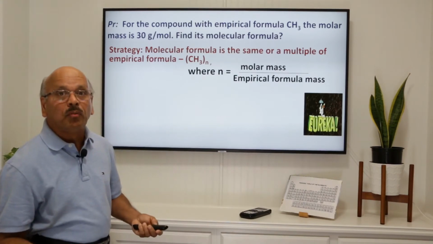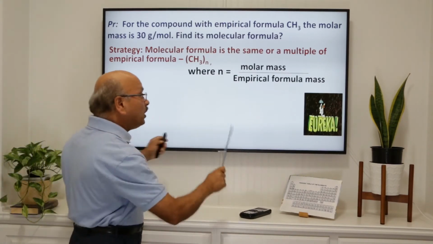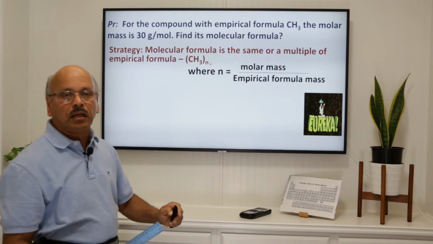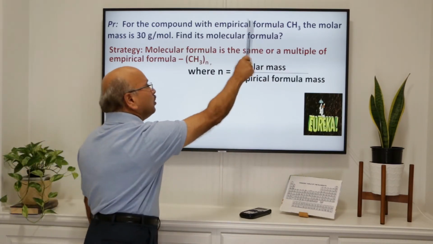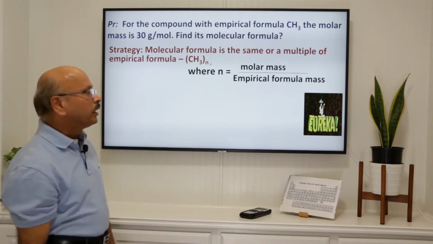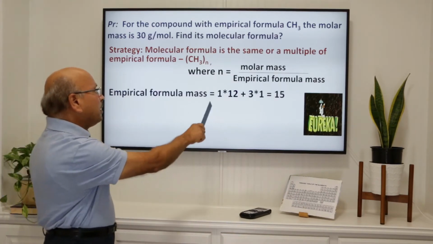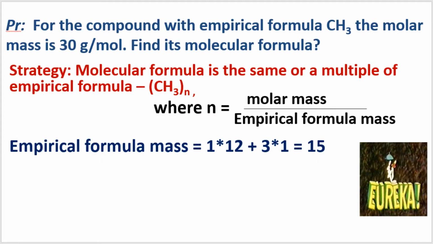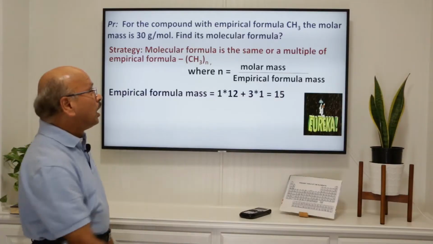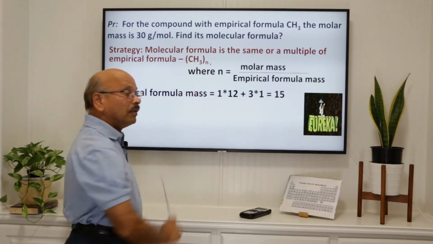Now, what is the empirical formula mass? You add up all the atomic masses in the empirical formula, and that gives you the empirical formula mass. For example, this empirical formula is CH3: 1 carbon, 3 hydrogen. So if you add up the carbon mass, which is 12, and the 3 hydrogen mass, which is 3, 12 plus 3 gives you 15. That's the empirical formula mass. And the molar mass is already given, that is 30.